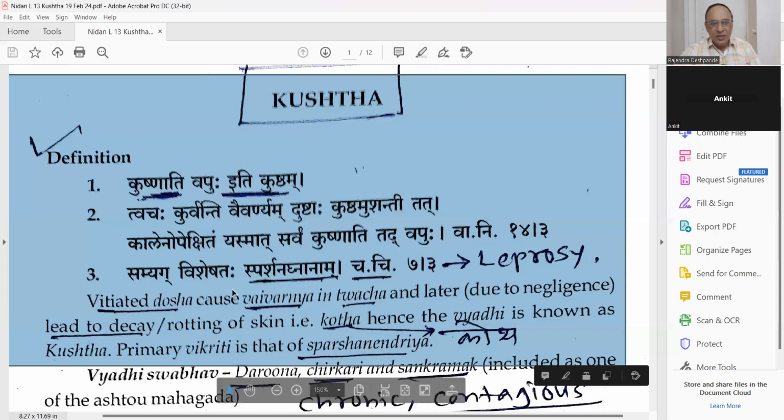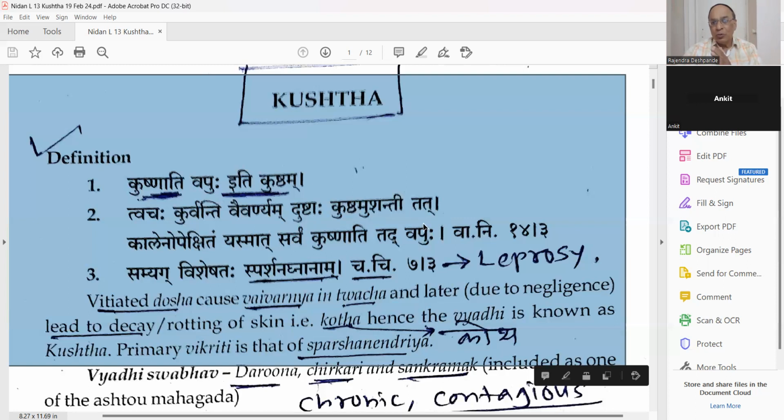First is a definition. Kushnati vapuhu iti kushtham. Tvachaha kurvanti vaivarnyam. Discoloration. Vaivarnya: the normal color has been lost. It may be dark, black, white, cyanotic, brown, red, whatever it may be, the different colors, okay? So Kushnati is a blackish discoloration, but Vaivarnya is any discoloration.